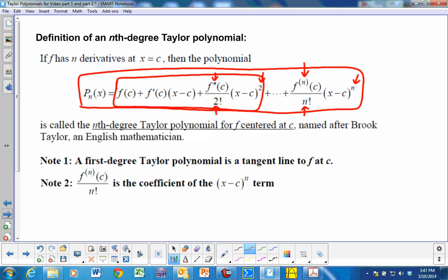So maybe it's at x equals 1. Well, then you can approximate the value of the function close to 1, and this would be a very good approximation. The further you get from 1, it's not as close. Okay, so that's what we're talking about. Now, a first degree one is basically nothing but the tangent line. So if we do a first degree one right here, that's nothing but a tangent line, and that's what it's asking for.